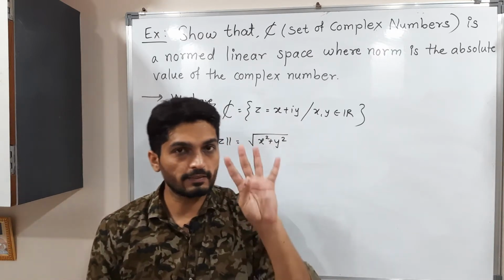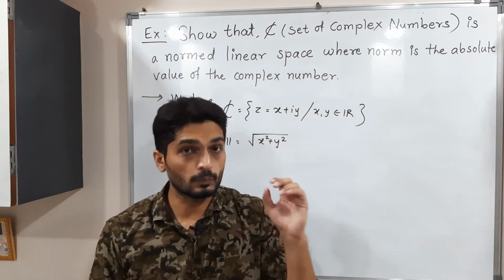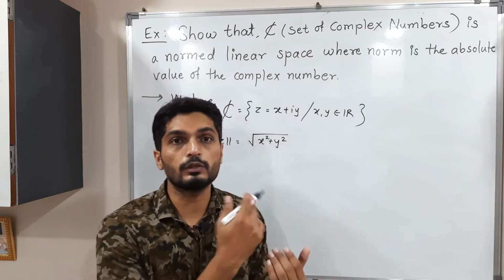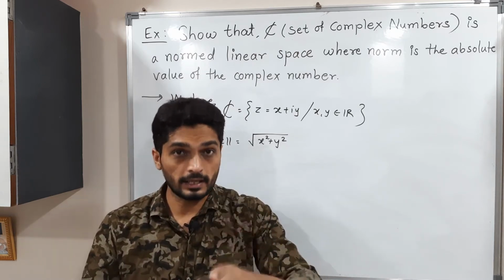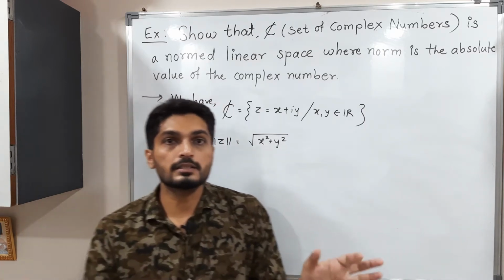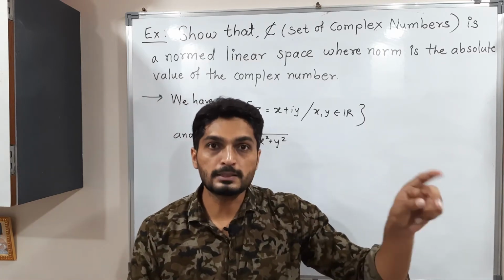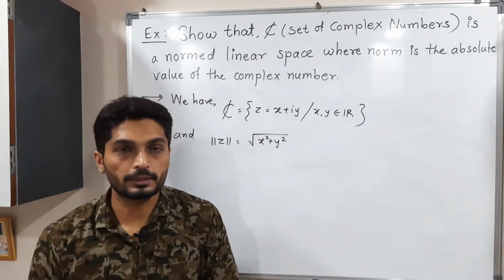That means it should satisfy 4 conditions. First, the norm is greater than or equal to 0. Second, the norm is equal to 0 if and only if the number is 0. Third, if there is any constant or scalar, we should be able to take it outside with a mod. And the last one is that norm of a plus b is less than or equal to norm a plus norm b. So let us start to prove it.